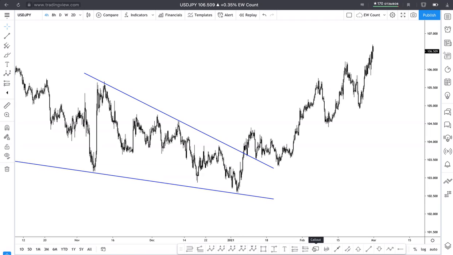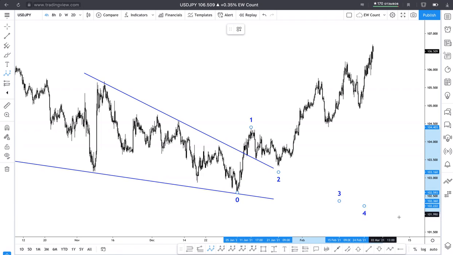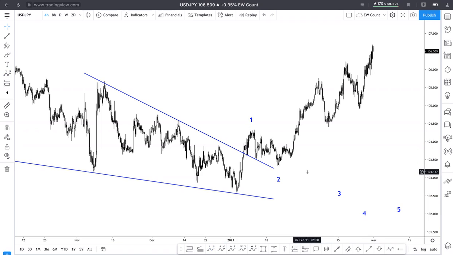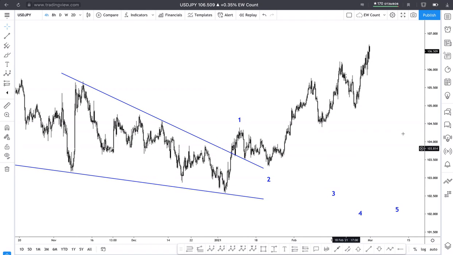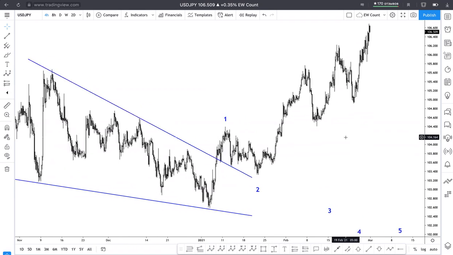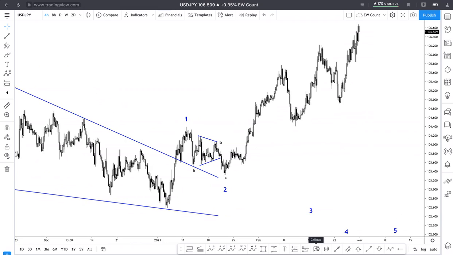We can mark this first wave to the upside as wave 1, then we can expect wave 2, and then 3, 4, and 5. Let's stop here. Wave 2 is ABC correction. For sure at this moment I couldn't know exactly that there is a bottom of wave C. It could go down like that, that's all. So how to trade it?